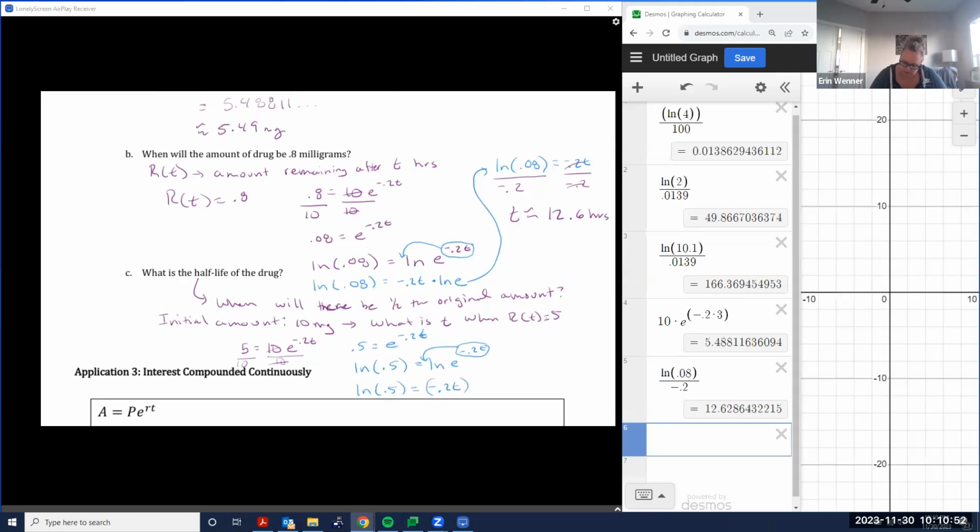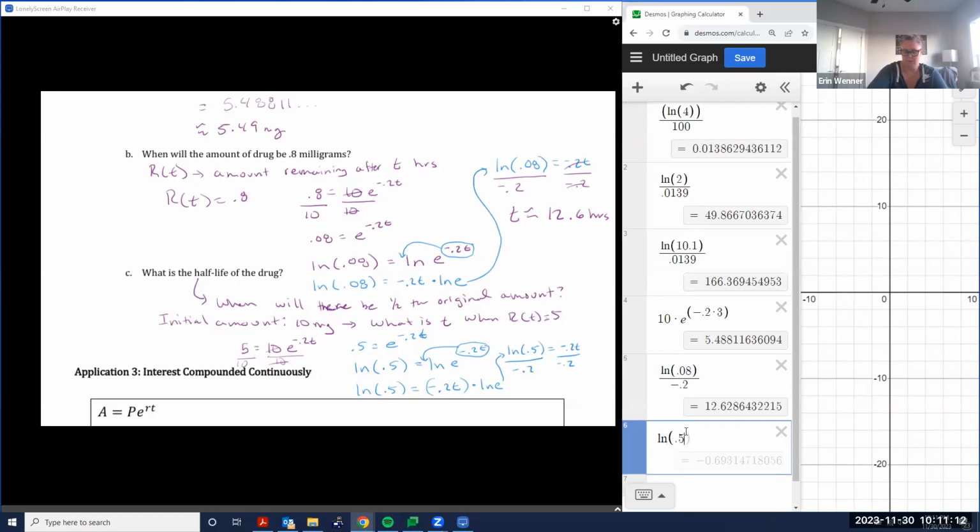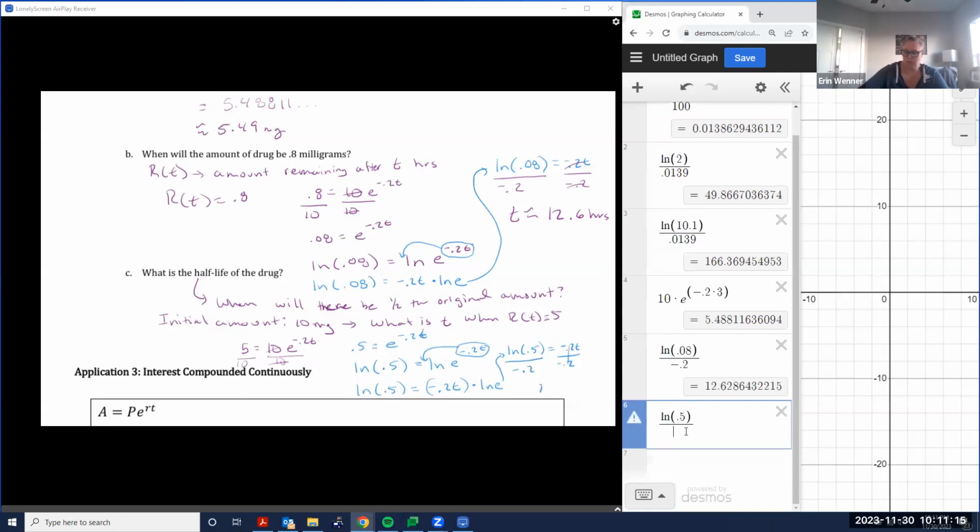So we have the natural log of 0.5 is equal to negative 0.2 t, dividing both sides by negative 0.2. And we get t is equal to what? ln of 0.5 divided by negative 0.2. We get 3.5-ish hours.